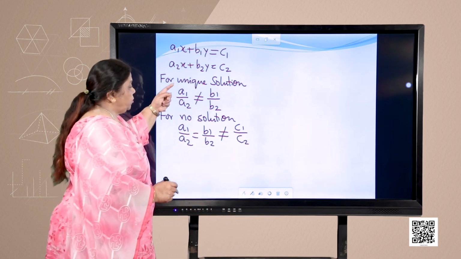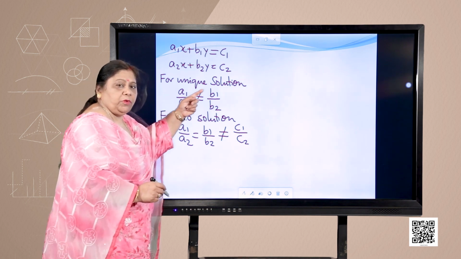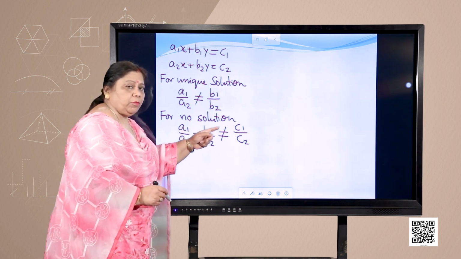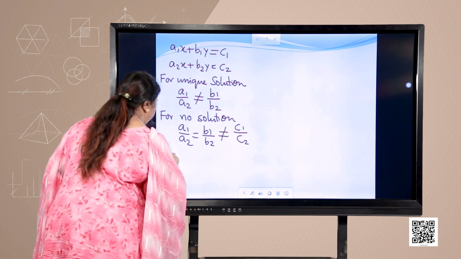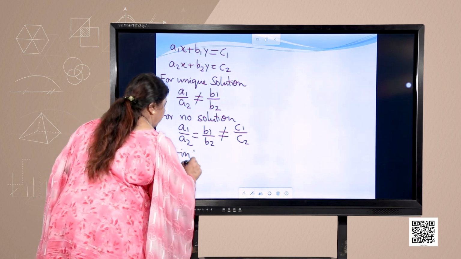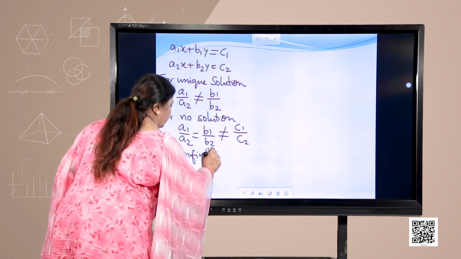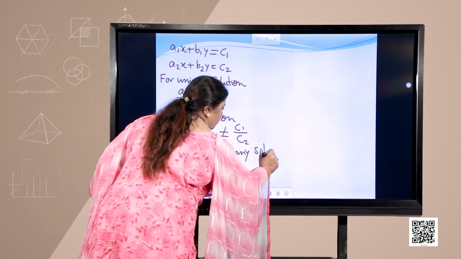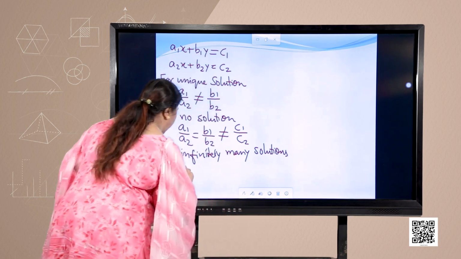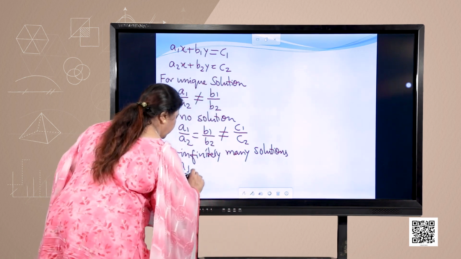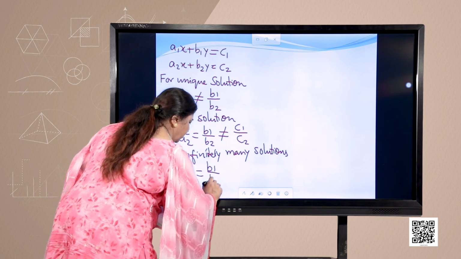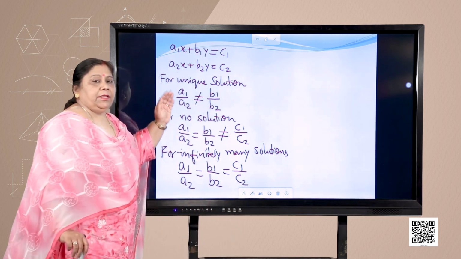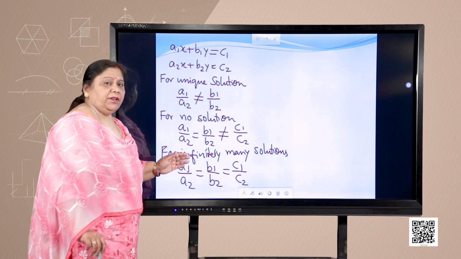Is it clear? For unique solution, a1 upon a2 will not be equal to b1 upon b2. For no solution, a1 upon a2 is equal to b1 upon b2 is not equal to c1 upon c2. Then for infinitely many solutions, we have a1 upon a2 is equal to b1 upon b2 and that is equal to c1 upon c2. These are the three different conditions we have in three different cases.